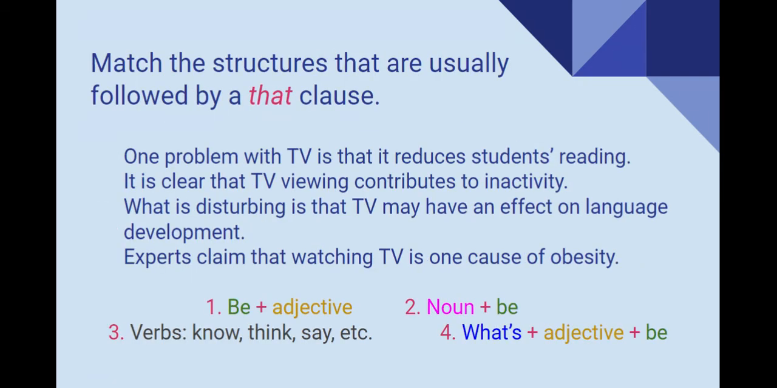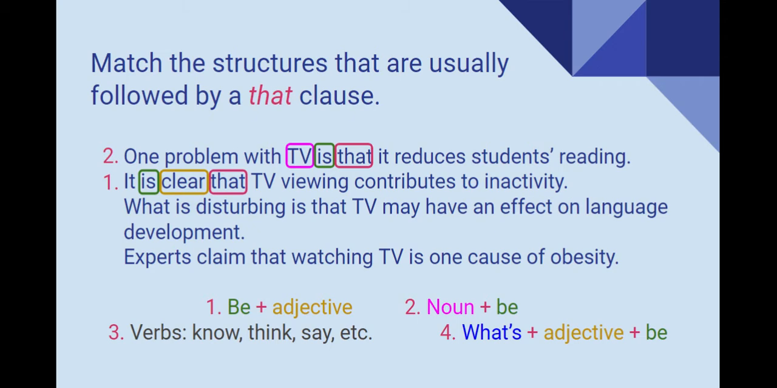Now, match the structures that are usually followed by a that clause. Pause the video, please. Let's check. In the first sentence, we have, one problem with TV is that it reduces the students' reading. Here, we have structure number two, noun plus be. In this case, TV is, and then the that clause. In the second sentence, we have, it is clear that TV viewing contributes to inactivity. Here, our structure is number one. We have a verb to be and an adjective. Is clear, and our that clause.